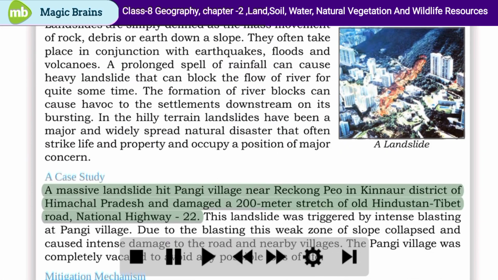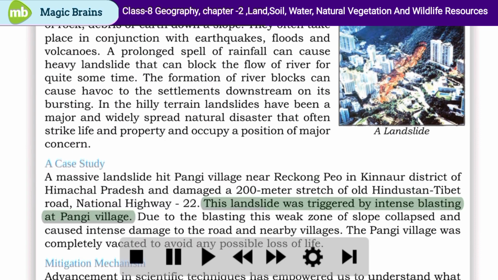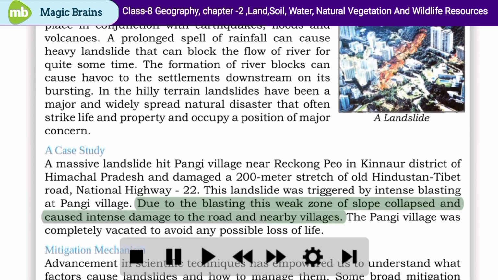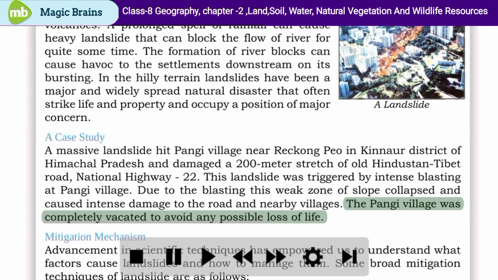A case study. A massive landslide hit Pangi village near Rekong Peo in Kinnaur district of Himachal Pradesh and damaged a 200-meter stretch of Old Hindustan-Tibet Road, National Highway 22. This landslide was triggered by intense blasting at Pangi village. Due to the blasting, this weak zone of slope collapsed and caused intense damage to the road and nearby villages. The Pangi village was completely vacated to avoid any possible loss of life.